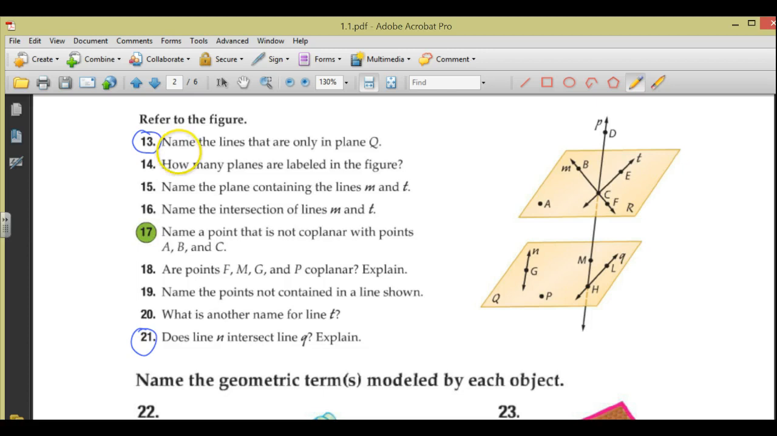On number 13, name the lines that are only in plane Q. So in plane Q, we have 3 lines here. We have line N, line Q, and line P that intersect with that plane. 2 of those lines are in the plane, and that would be lines N and Q. Line P goes through the plane.